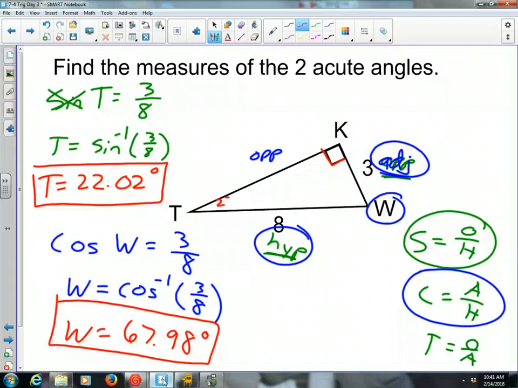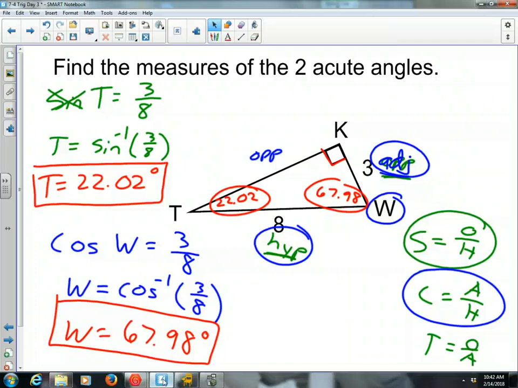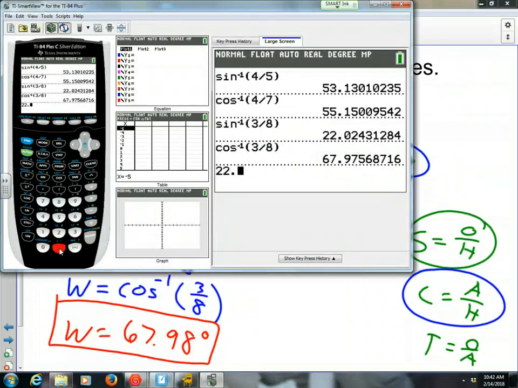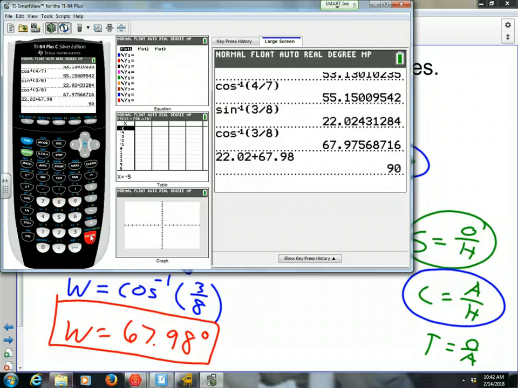I want you to notice something that is simply awesome. If this one is 22.02, and this one is 67.98, earlier we said these two should be complementary. Are they complementary? The answer is yes. Isn't that amazing? If you take 22.02 and add it to 67.98, you should get 90 degrees, because 90 plus 90 is 180, and there's 180 degrees in a triangle. It all makes sense, and it's awesome.